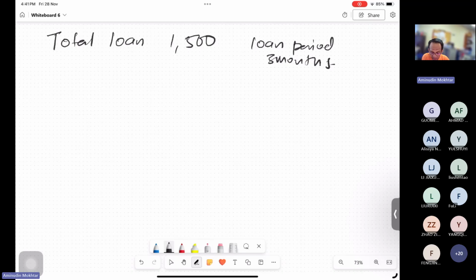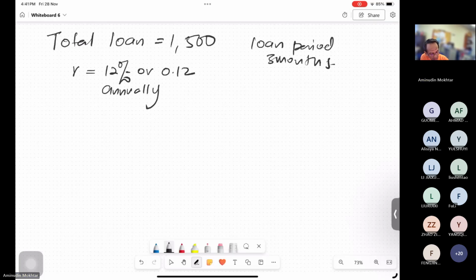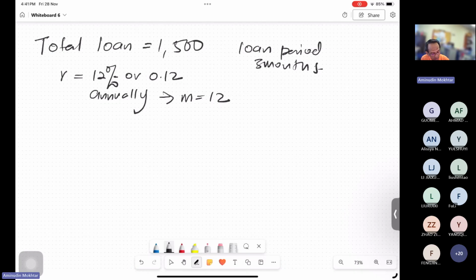The total loan is 1,500, and then you have the interest rate. The nominal interest rate is 12%, or 0.12, compounded monthly. So that means M equals 12, because the loan amount is calculated every month. In this case, the total loan is A. This total loan is known as A in the formula.